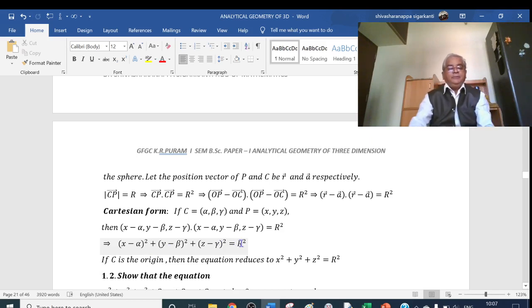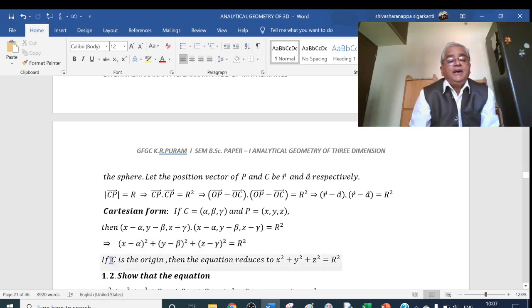In particular, if the center is the origin, meaning alpha equal to 0, beta equal to 0, gamma equal to 0, then this equation reduces to x square plus y square plus z square is equal to r square. So this is the equation of the sphere whose center is the origin and radius is equal to r.